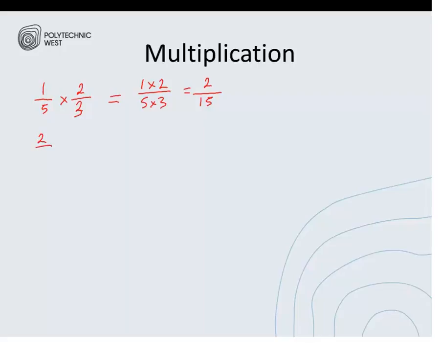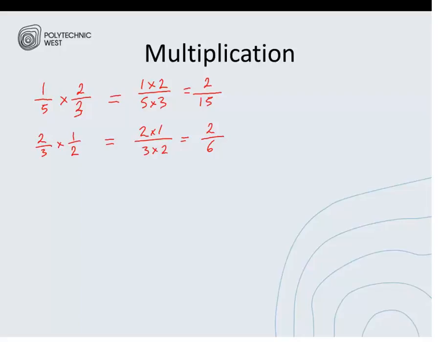Another one. 2 over 3 times 1 over 2. Multiply the top, 2 times 1. Multiply the bottom, 3 times 2, equals 2 over 6. So that's perfectly fine.